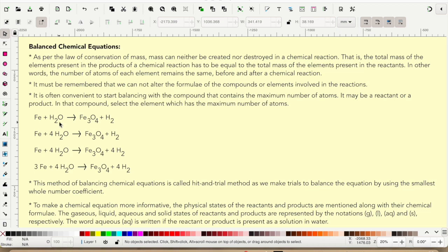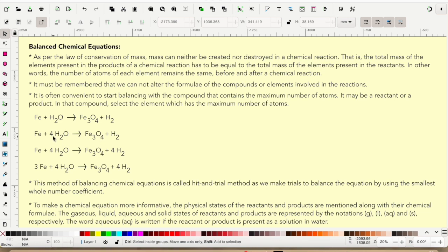There is one oxygen atom on the left hand side and 4 oxygen atoms on the right hand side. So we will write 4H2O on the left hand side. So there will be 4 oxygen atoms on the left hand side and 4 on the right hand side.